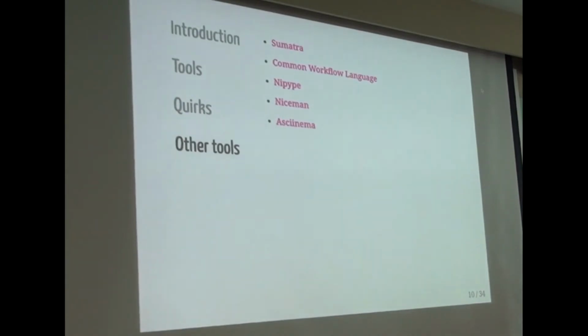And there are other things out there that you would want to think about when it comes to capturing information. Sumatra is a Python tool. Common Workflow Language is a specification to define workflows in a common way. It's slowly coming out. It's mostly in the bioinformatics crowd right now. We'll see there's some work going on in integration with Nipype and other tools. Nipype itself, I'll talk about in a bit. And then Niceman is coming along. It's a way to create these execution environments. It's not quite ready yet.